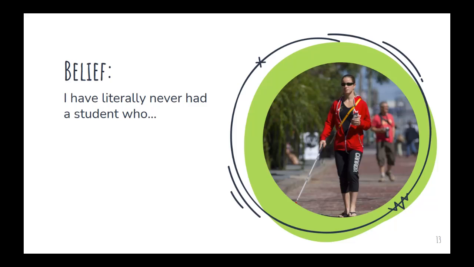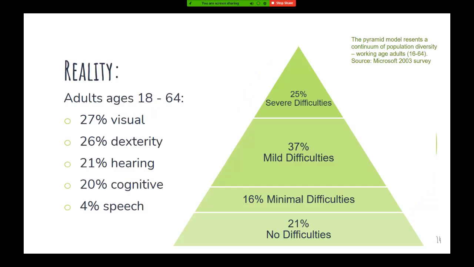And when you're thinking about designing for the majority of learners, yes, visual ability does come into play. In adults ages 18 to 64, these are American adults, just everybody, not just in school, 27% have visual difficulty or impairment. 26% have dexterity difficulty or impairment. 21% have hearing issues or impairments. 20% have cognitive, and 4% have some sort of speech difficulty or impairment.